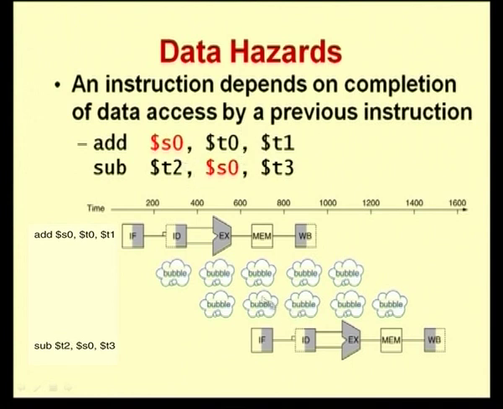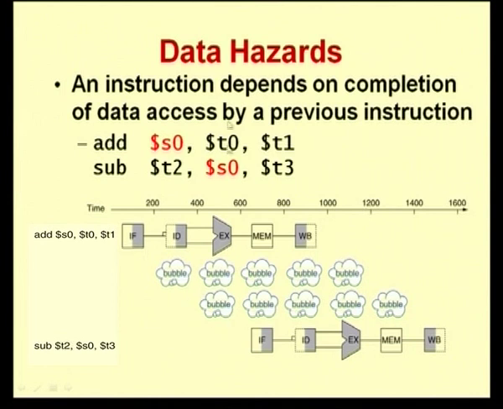If we did not introduce this bubble, that is, if we did not stall for 2 clock cycles, then we will see that we will have a wrong output at the result of the sub. The sub will not get the updated value of S0, it would have got some old value of S0. Therefore, we have to stall for 2 clock cycles in order to take care of this data hazard. So, this is something very important.